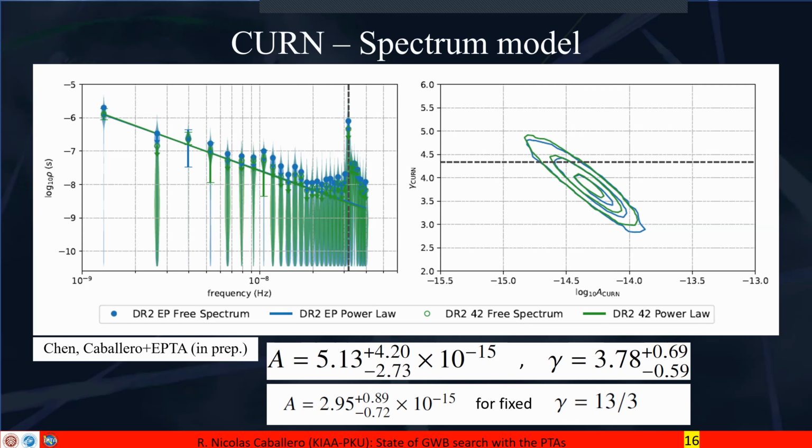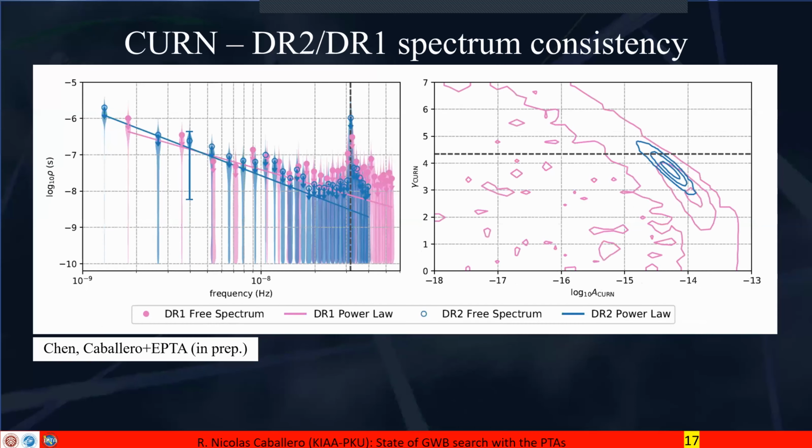For the case of supermassive black hole binaries driven by gravitational wave inspirals, the amplitude is around 2.9 times 10 to the minus 15, which is still in agreement with our previous upper limits and with theoretical predictions.